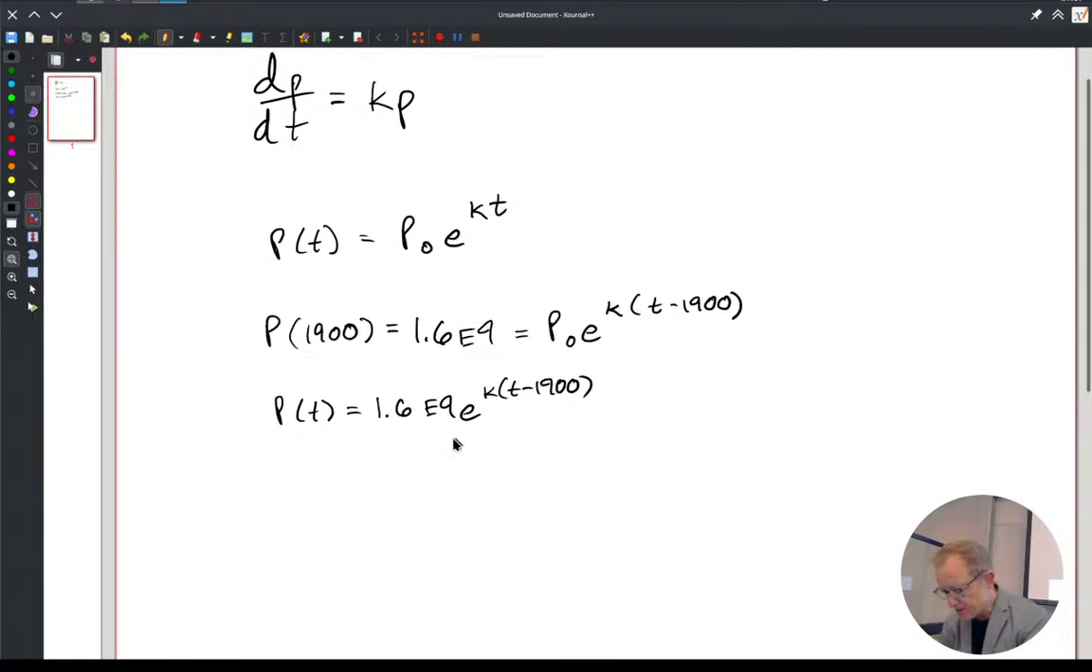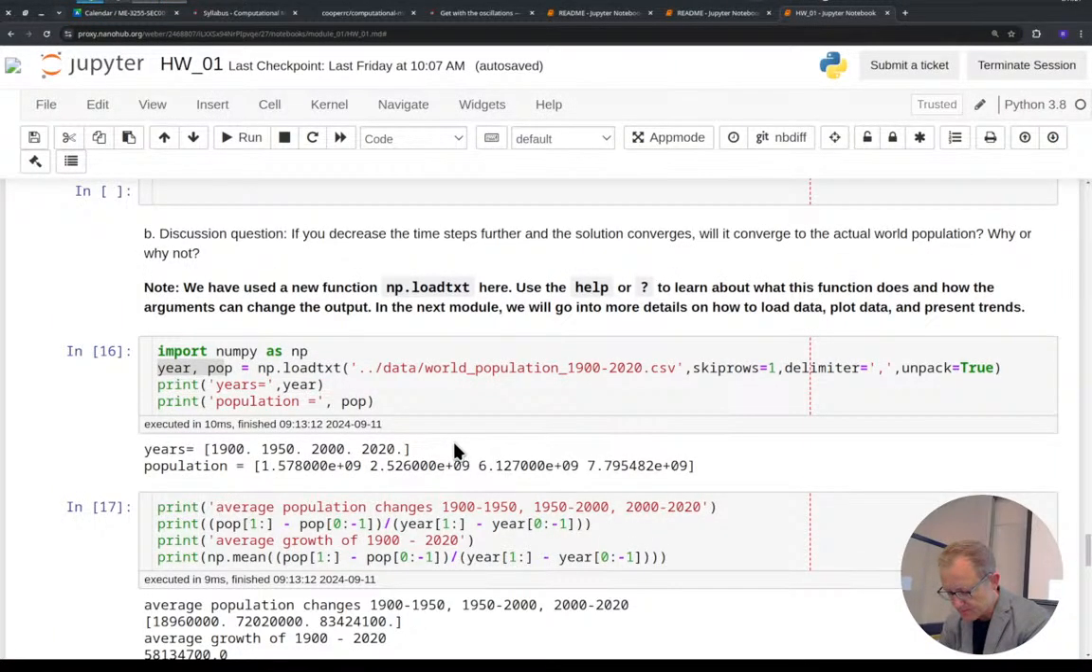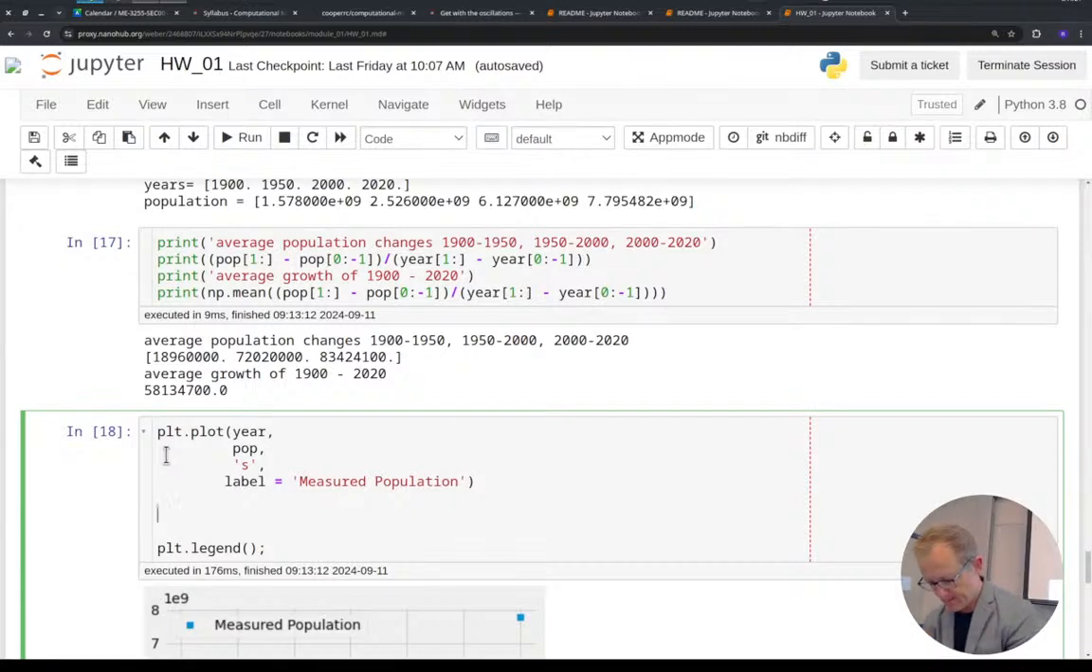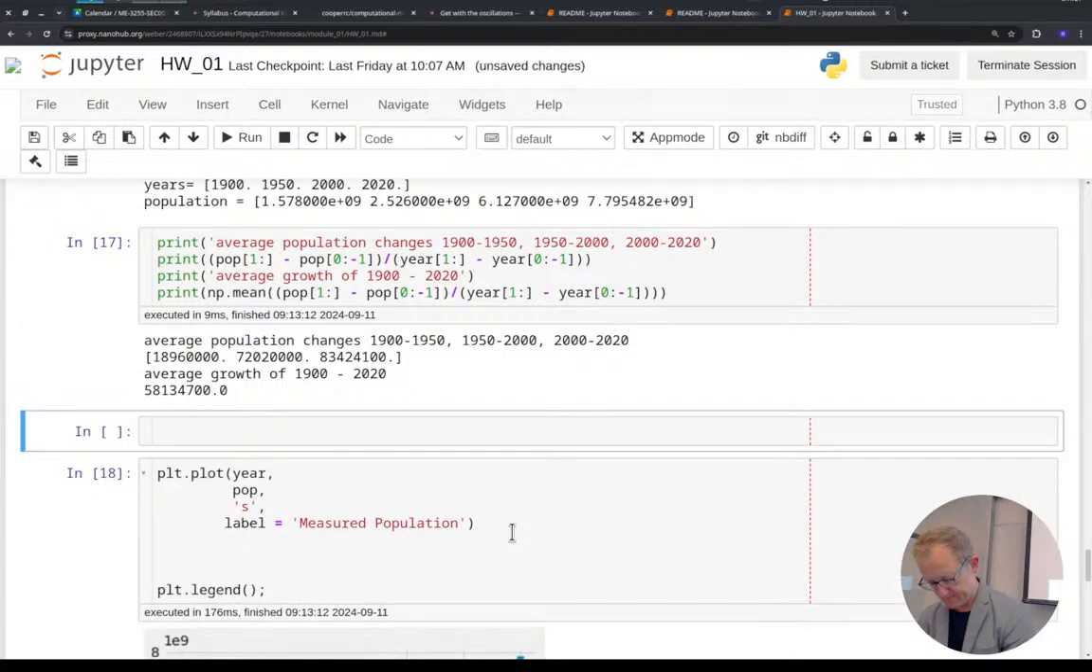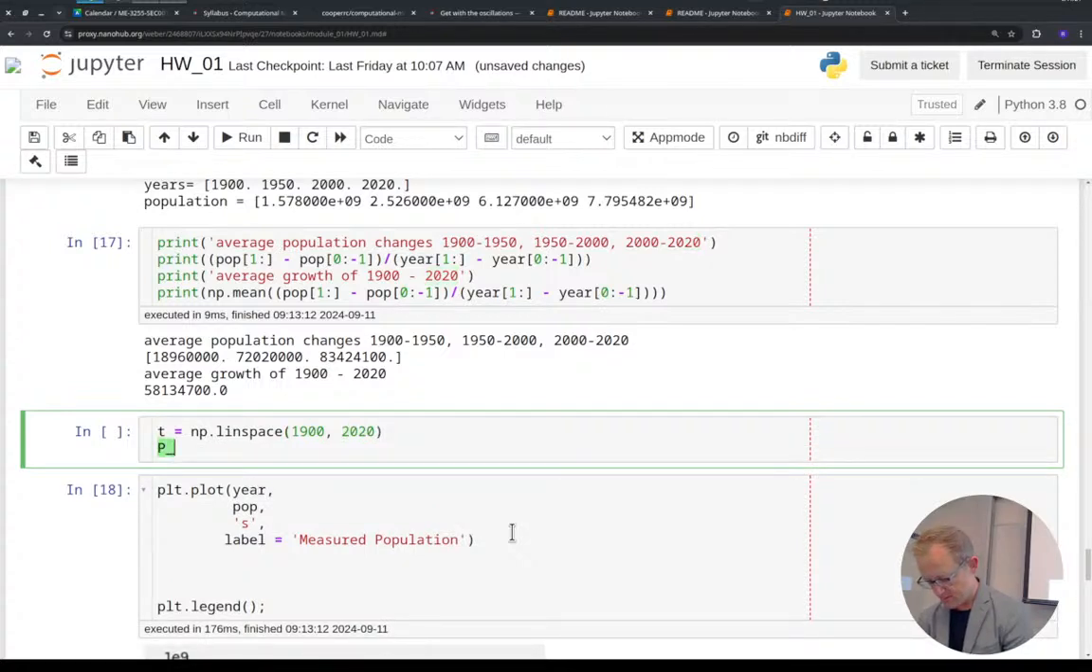So I want to take that function and compare it to these measured values. Let's put in a new one. Time I can define however I want. Let's just make a linspace from 1900 to 2020. And I'll call my analytical one that pop of 0, so the first population times this exponent of kt.